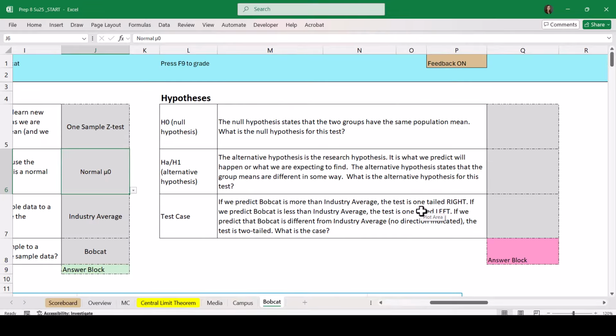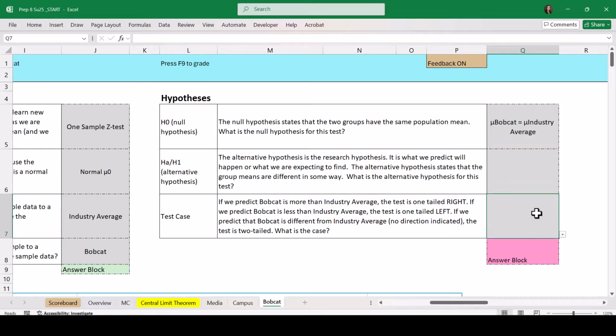So we always have two hypotheses. We have the null and the alternative. The null hypothesis is always the same. It's that there's no significant difference between our two groups' population means. So those two groups are equal. The alternative is the research hypothesis.